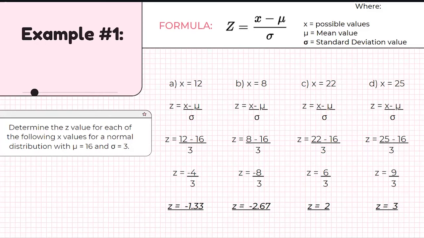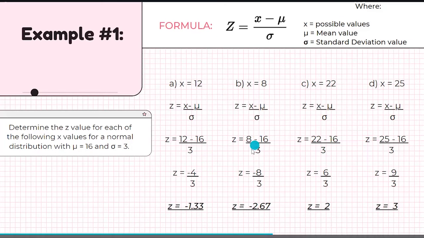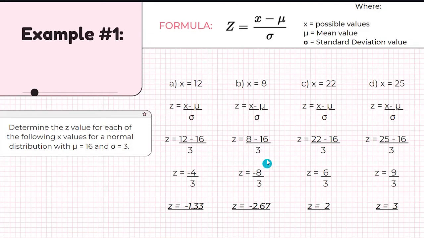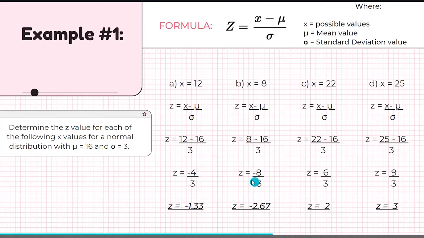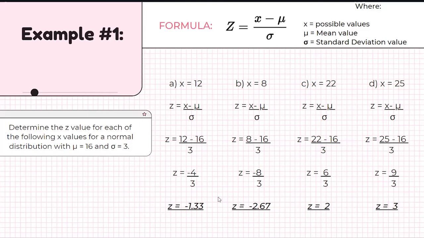Let us now move on to the second x value, which is equal to 8. 8 minus 16 divided by 3. So 8 minus 16 is equal to negative 8. Then we will divide this by 3. Negative 8 divided by 3, and the answer is negative 2.67.